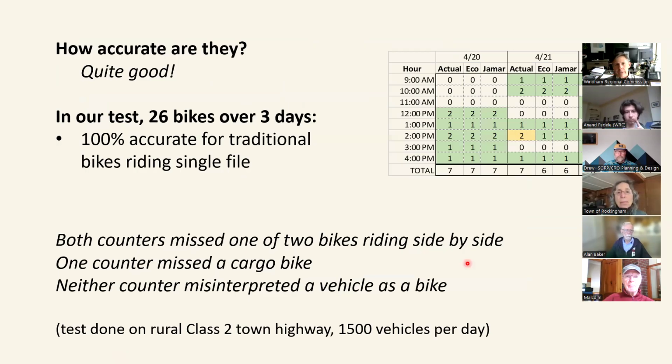How accurate are our bike tube counters? They're actually quite good. We did a test out on Upper Dummerston Road in Brattleboro a couple of years ago, put out all of our bicycle counters. 26 bikes went over the counters in the course of 3 days. Other than one time when 2 bikes were side by side hitting the tubes at the same time, both counters picked up every bike. The traffic counter didn't pick up one cargo bike because it has a longer wheelbase, but we can say with pretty good confidence that it's 100% accurate for traditional bikes that are in single file. So we feel pretty confident about our bicycle count data.